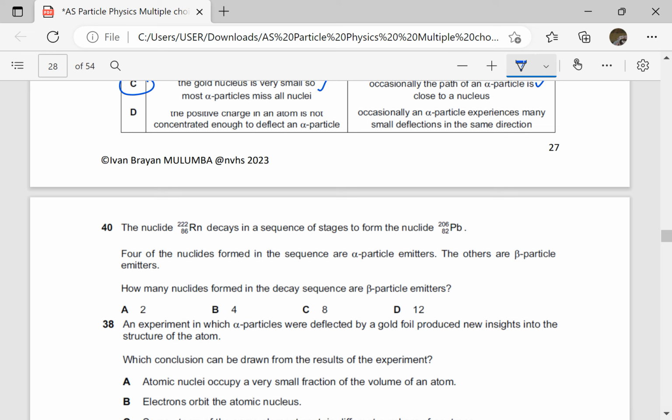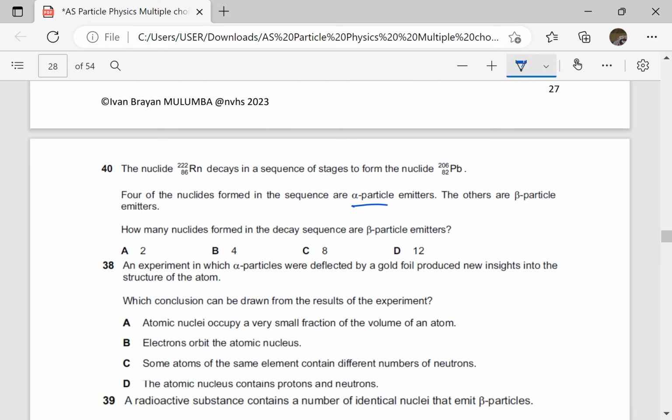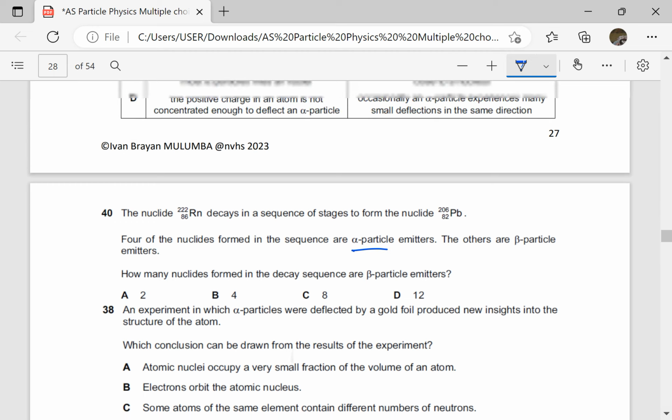The nuclide Rn decays in a sequence of stages to form the nuclide Pb. 4 of the nuclides formed in the sequence are alpha particle emitters. The others are beta particle emitters. How many nuclides formed in the decay sequence are beta particle emitters?